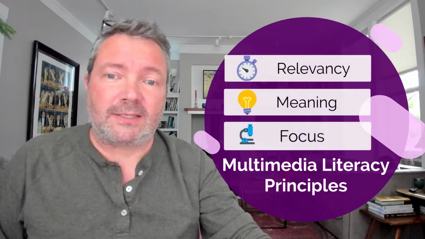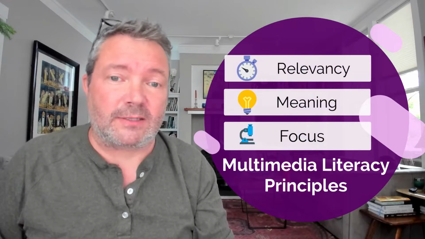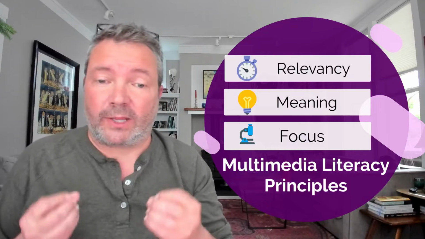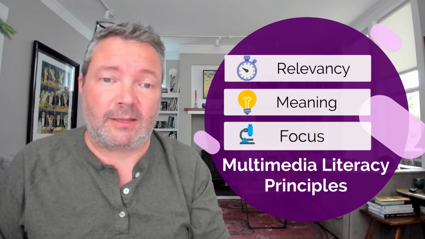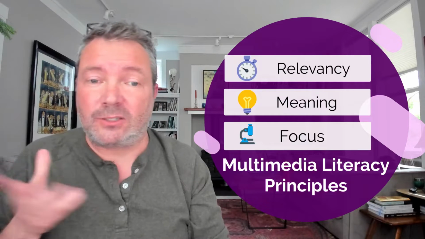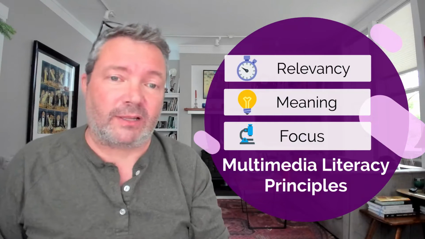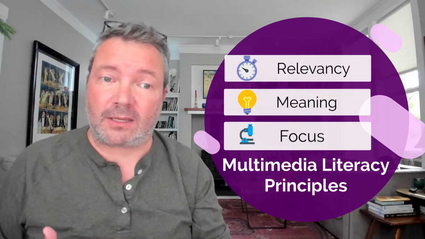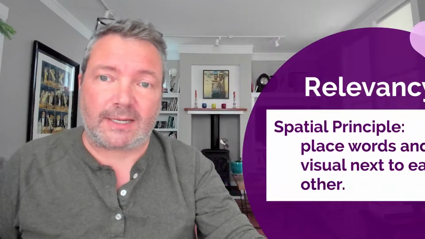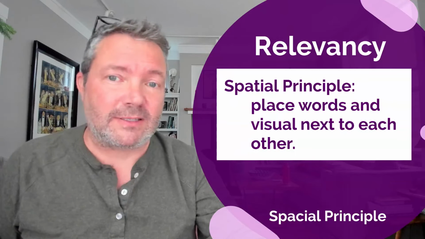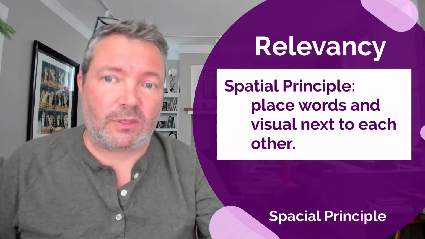So I've organized Mayer's work under 3 reasons why we use visuals. There's relevancy. We want to point out things within an image of some sort or add to what we're talking about in a relevant way. We want to add to the meaning of it, and we also want to add to the focus of whatever's presented. Let's start with relevancy and the spatial principle.